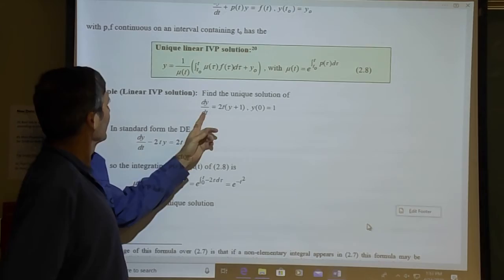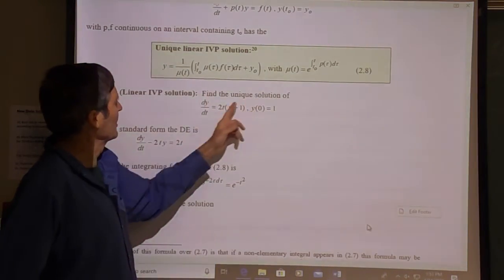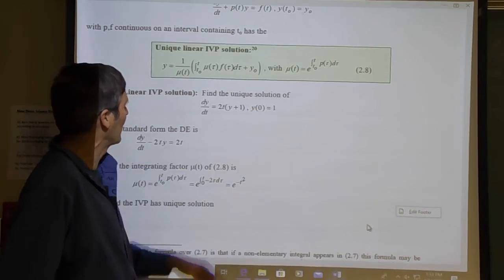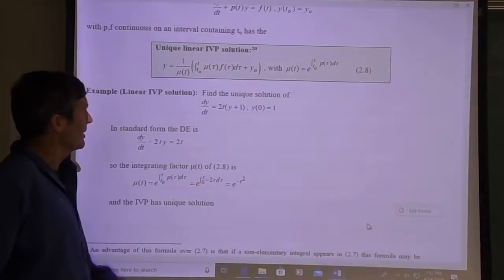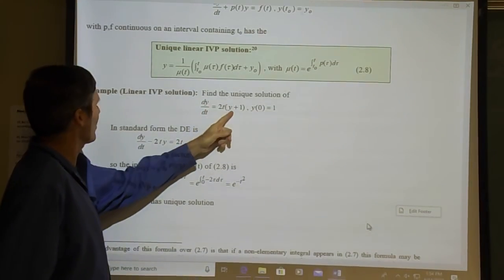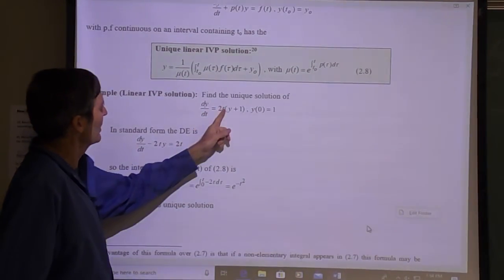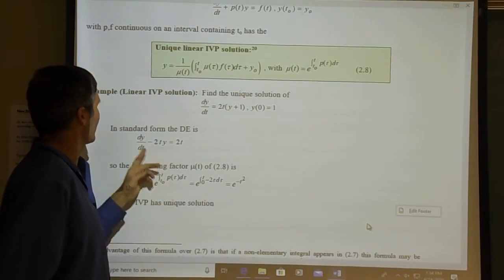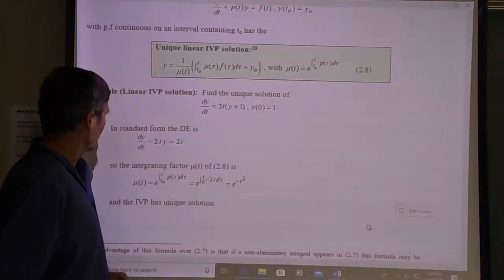Let's try one more here. Suppose I want to find the unique solution of dy/dt equals 2t times y plus 1 together with the initial condition y(0) equals 1. Well, once again, it's not in standard form. I first have to subtract the part that has y in it over, but leave the 2t times 1 over here to recognize that it actually is a linear equation in standard form. So you put it into this form.